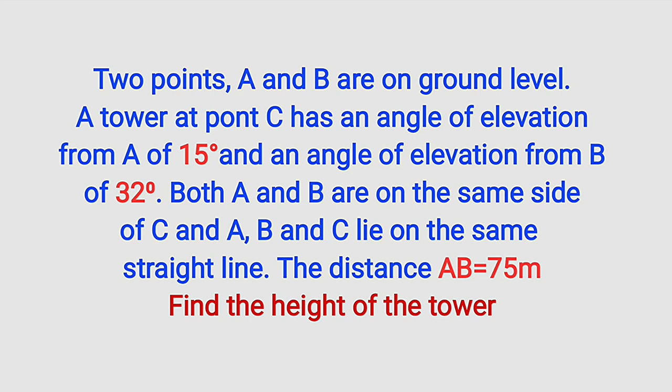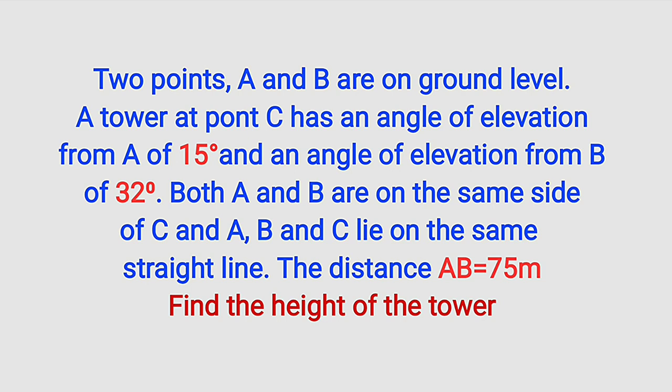The question reads, two points A and B are on ground level. A tower at point C has an angle of elevation from A of 15 degrees and an angle of elevation from B of 32 degrees. Both A and B are on the same side of C, and A, B, and C lie on the same straight line. The distance A to B is 75 meters. We are asked to find the height of that tower.